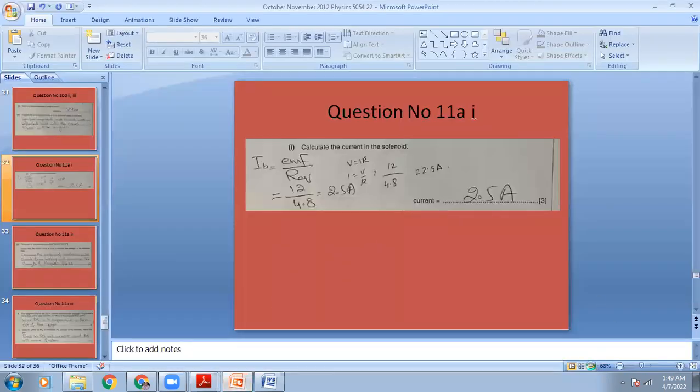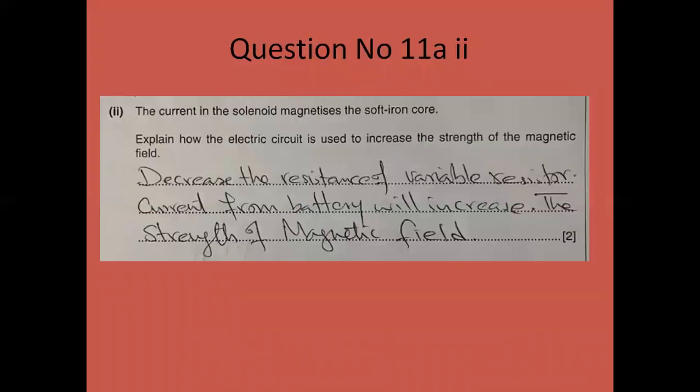So let me show you my written answer. Here we go. The current in the solenoid magnetizes the soft iron core. Explain how the electric circuit is used to increase the strength of the magnetic field. He says decrease the resistance of the variable resistor. Current from the battery will increase. The strength of the magnetic field will also increase. Okay. So decrease the resistance of the variable resistor, so the current from the battery will increase. This will increase the strength of the magnetic field. Here I have missed the word increase.